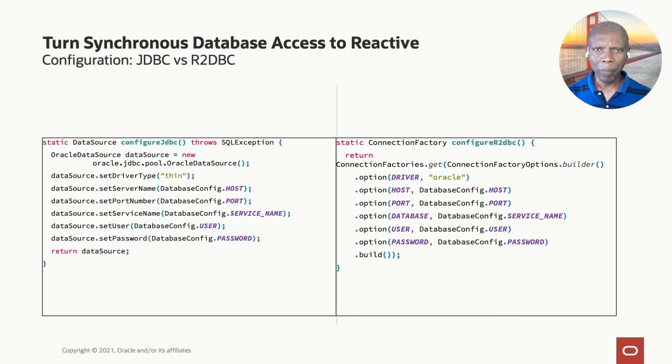R2DBC, I'm here comparing JDBC and R2DBC. So on the left, this is my left, this is JDBC. On the right is R2DBC. And you can see that in this first slide, we are just configuring the application to use either of the drivers. So if you're using JDBC, you need to get a data source and then specify the host, port, service name, etc. If you're using R2DBC, you need to get a connection factory and get a builder, and then specify the driver, host, port, service name, etc., and then build the connection.